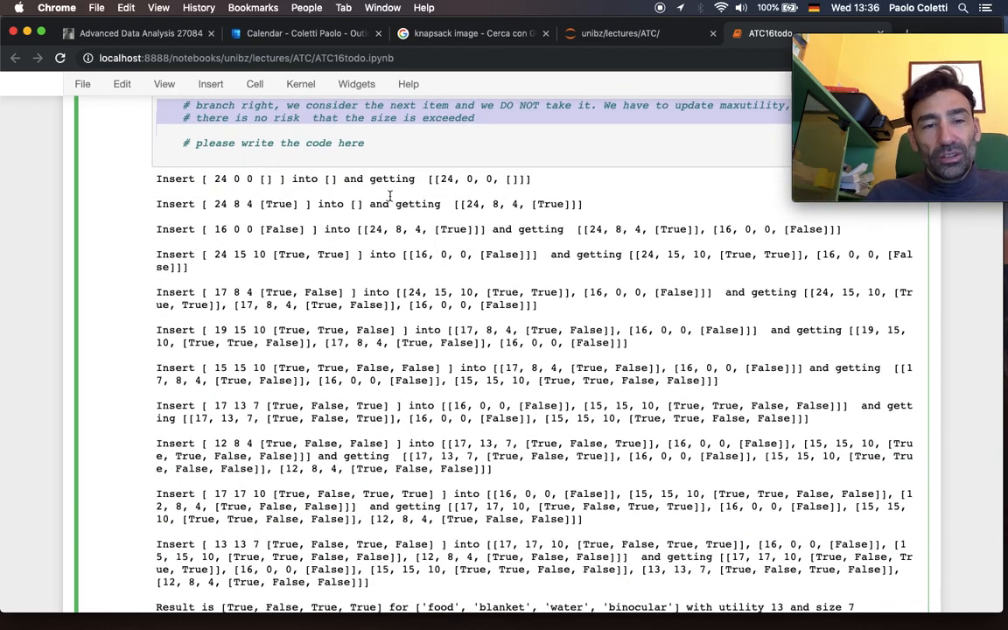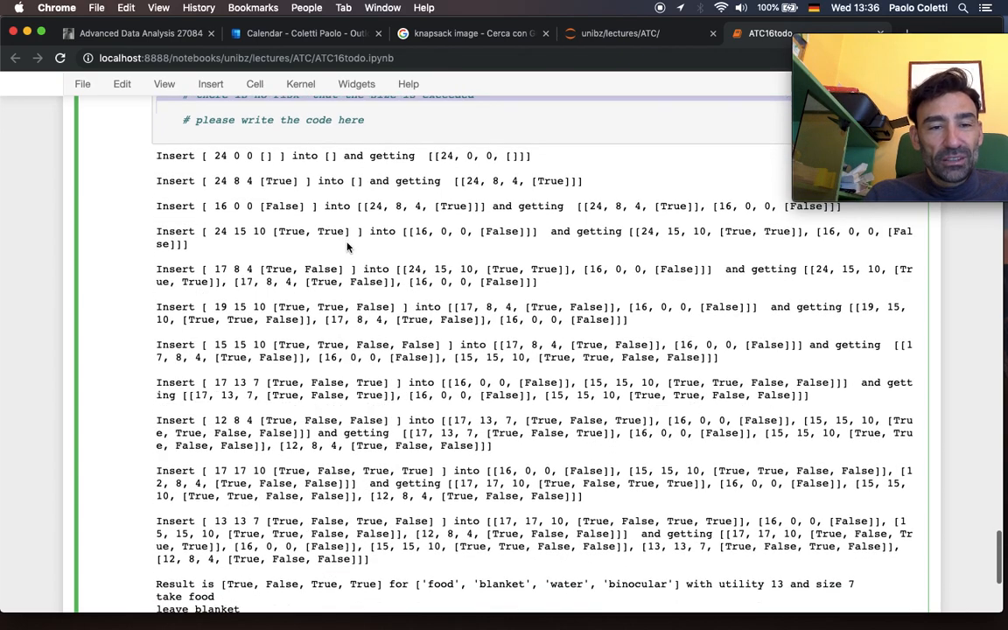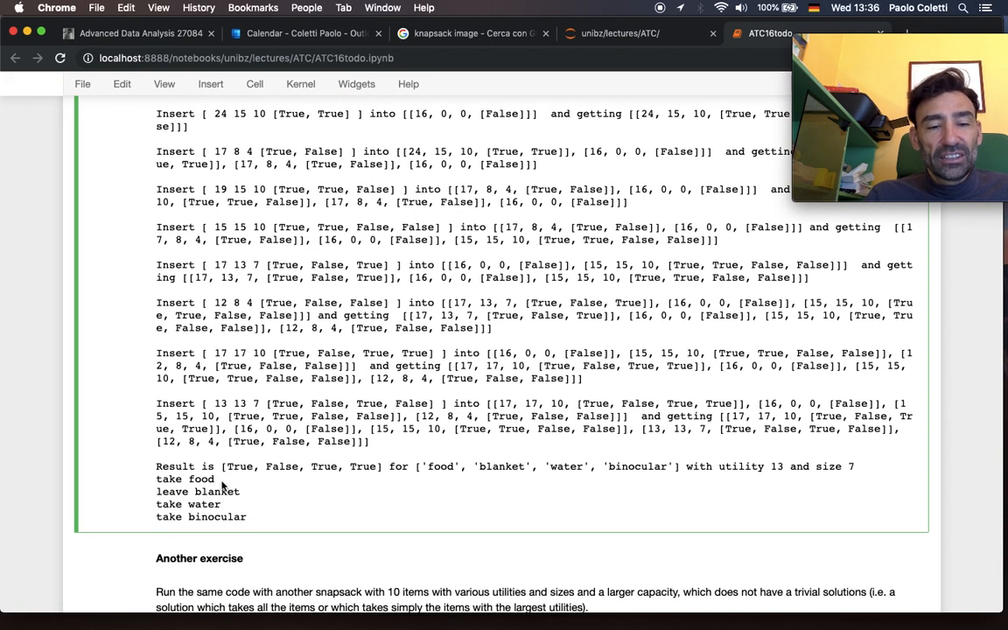I ran the code when I wrote it, before deleting it. I ran the code and this is what I wrote. You can check it's exactly what I did before. Insert this one and getting this one. At the end the solution is true, false, true, true. Take food, leave blanket, take water, take binocular. You have to write the code.